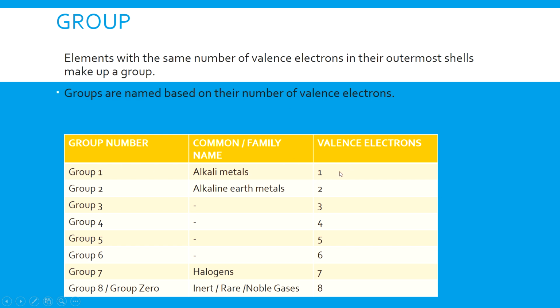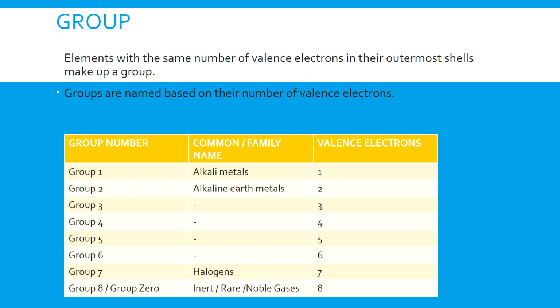So group ones have one valence electron. Group two have two valence electrons. Group three, three valence electrons. Please take note of the fact that group eight have eight valence electrons. Group ones are also called alkali metals. So in an exam, if you don't see group one and you see alkali metals, you should know what they are. Group two are called alkaline earth metals.